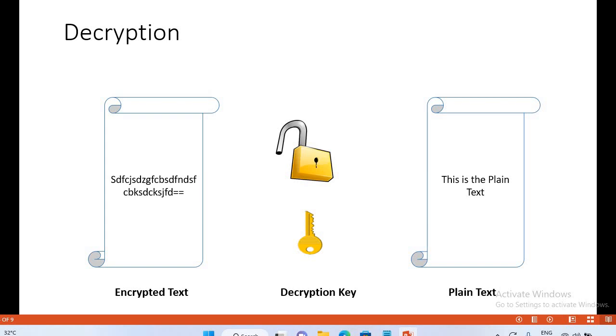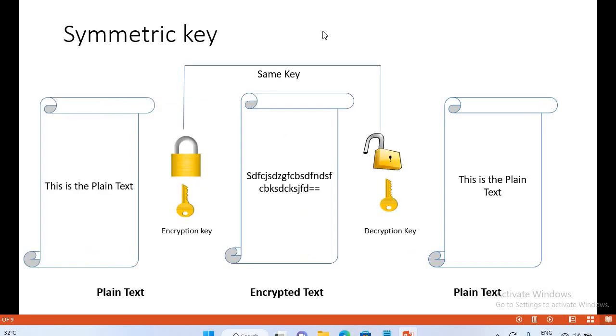The sender sends the data in encrypted format through encryption, and then sends it to the receiver. After that, the receiver decrypts that data, converts it into plain text, and sees the information. So this is the behavior of encryption and decryption. Now let's move to the next.